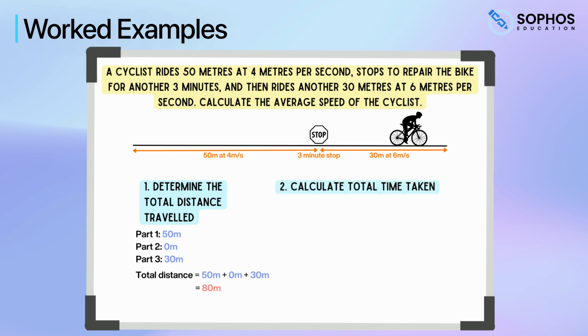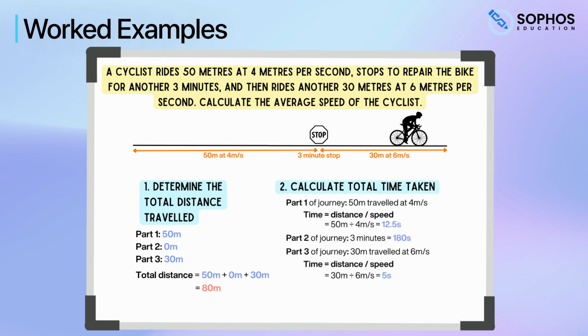Next, we calculate the total time taken. In the first part, we use time equals distance over speed, which equals 50 meters over 4 meters per second, giving us 12.5 seconds. The repairing time took 180 seconds. Then the final part took 5 seconds. Hence, the total time taken is 12.5 seconds plus 180 seconds plus 5 seconds, which equals 197.5 seconds.